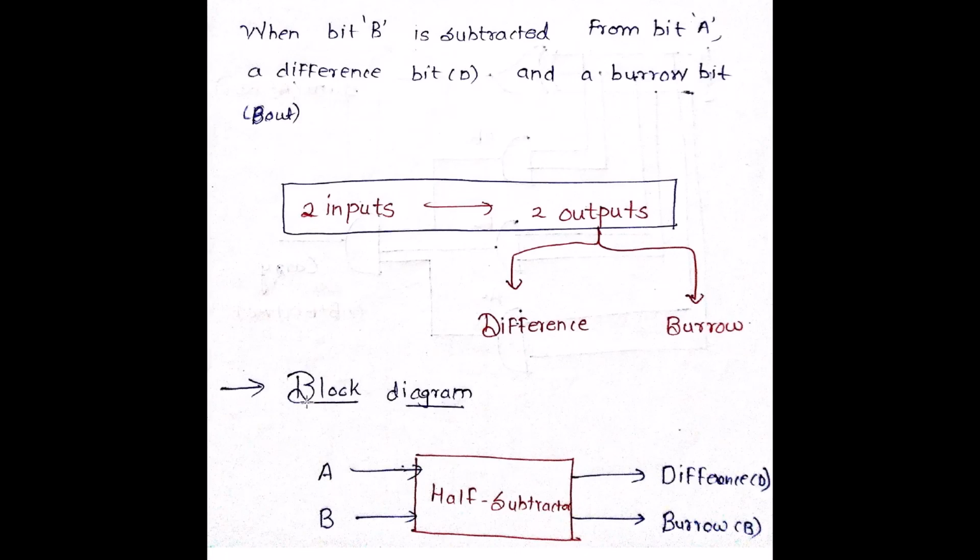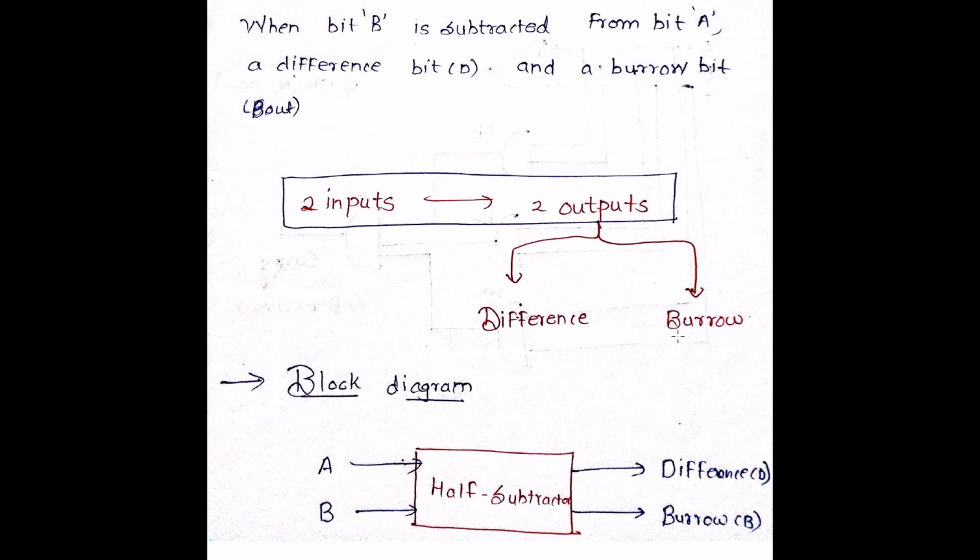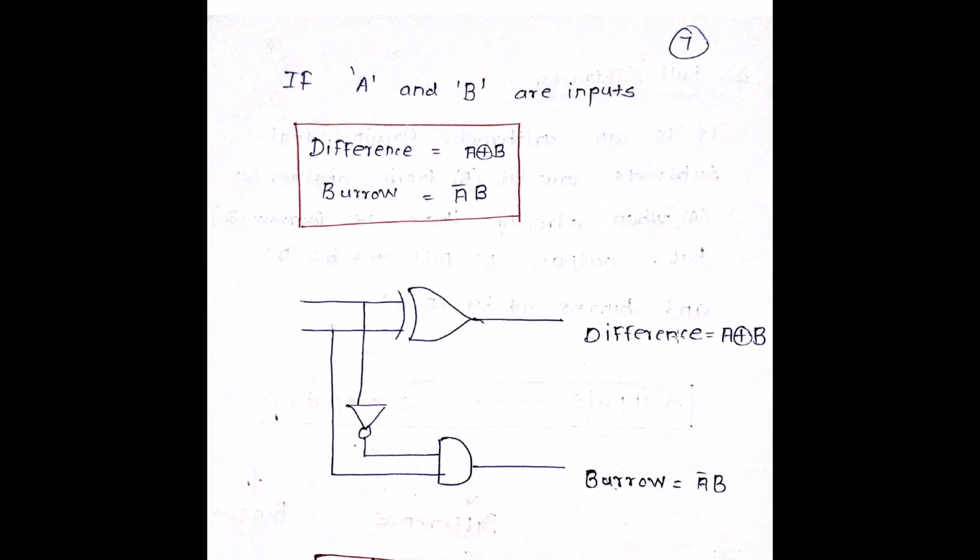In case of my half adder, I had 2 inputs and 2 outputs, and the outputs were sum and carry. Here the outputs are going to be difference and borrow. So if A and B are the inputs, the outputs are difference and borrow. Difference is given as A XOR B and the borrow is given as A bar B. I hope I am very clear with this.